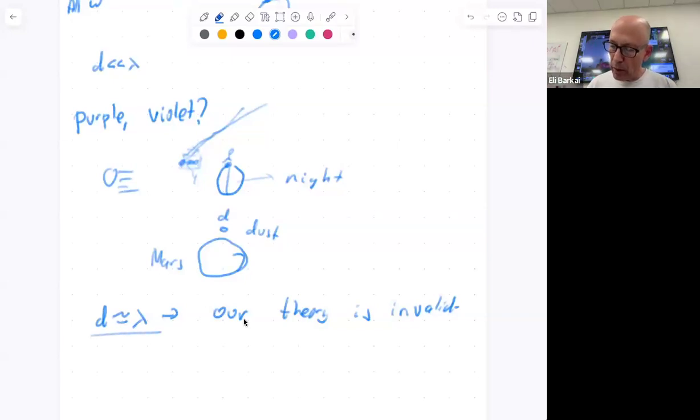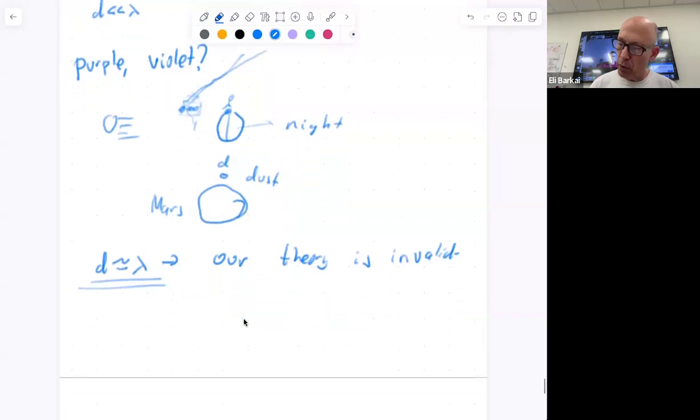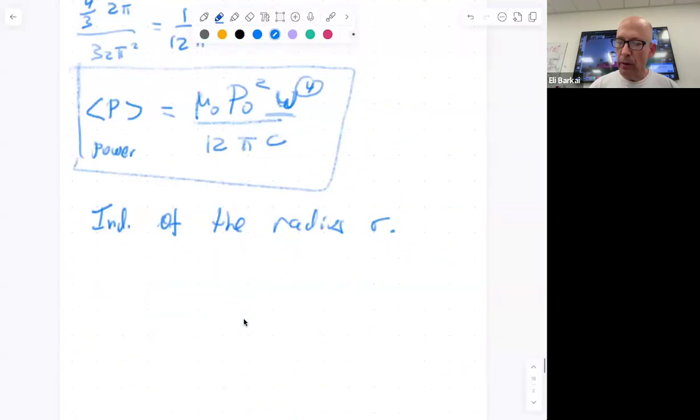But here, the basic condition doesn't hold. Our theory is invalid, and there is a different theory called Mie theory. And in this case, the physics is simply different. So the conclusion is simple. The atmosphere and the blue sky that we see here is related to Rayleigh physics. Rayleigh is this law that we had before, this ω to the 4.